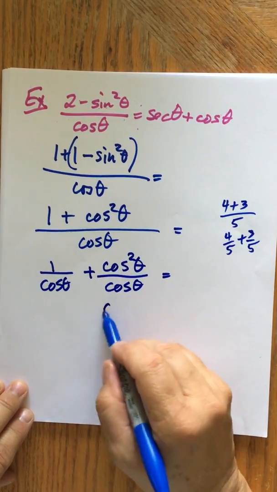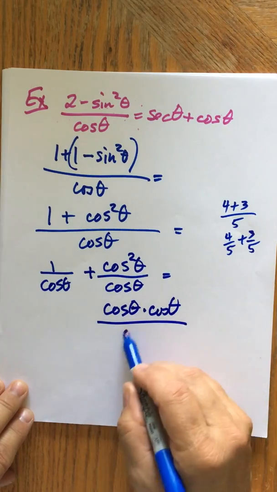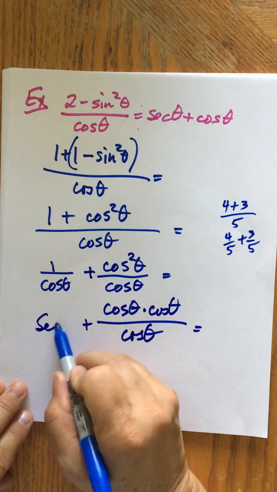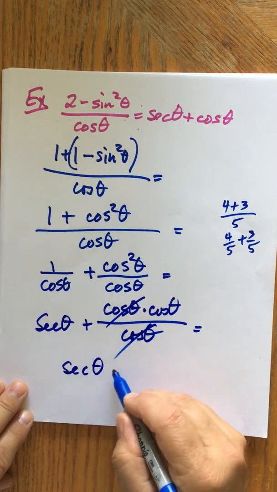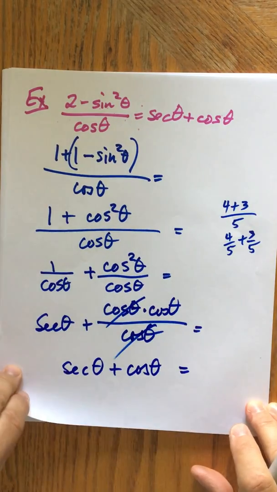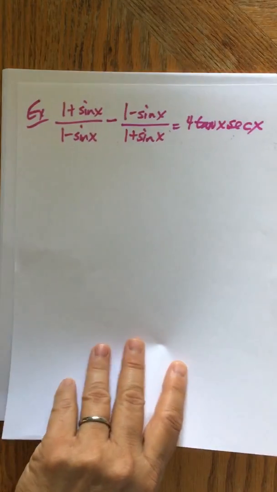Now remember, this is cosine theta times cosine theta over cosine theta right here. And 1 over cosine theta is secant theta already. And these cancel out, so I'm left with secant theta plus cosine theta. And that's where I need it to be. Okay, and let's take a look at another example.